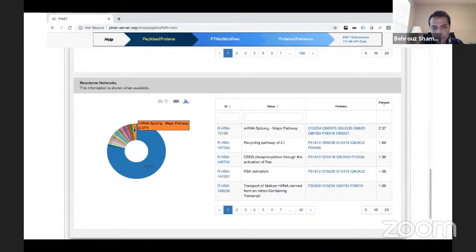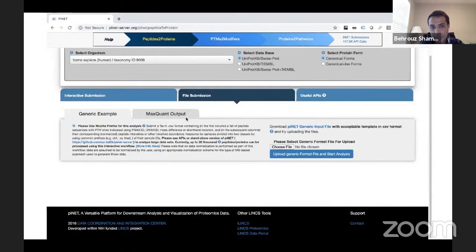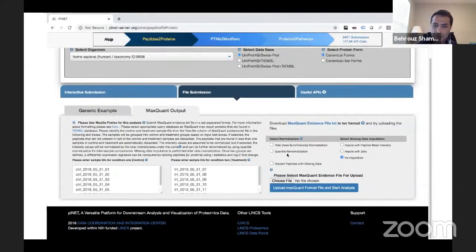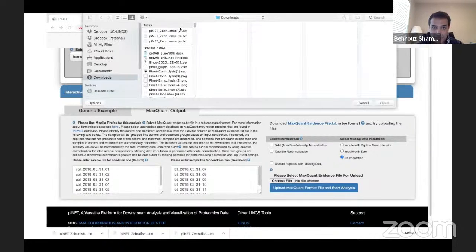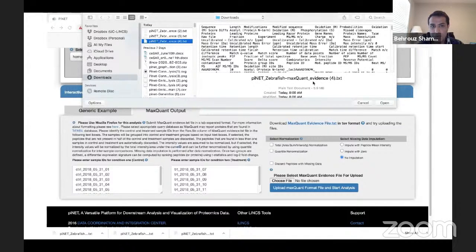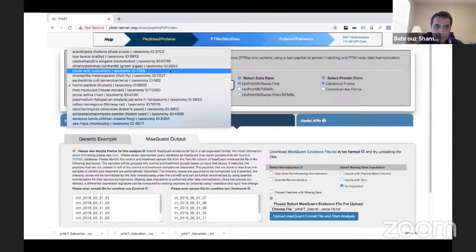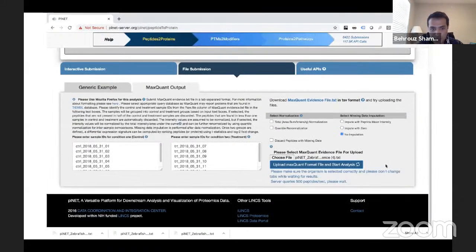So, here we had 96. We may have much more in the file submission. So we have embedded the MaxQuant file submission. For example, I have embedded the evidence file from MaxQuant, so it can be downloaded. Again, it can be submitted to show how this works. The organism for this example is zebrafish, so we should be checking zebrafish for the library.